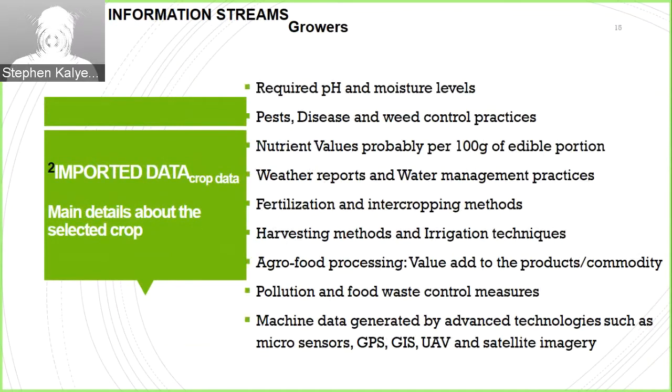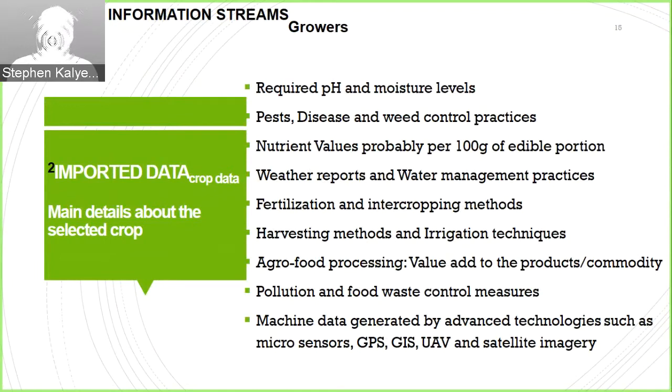Yes, crop data. Crop data is very, very important. In fact, this is very important in the planning stage. Before you do any kind of growing or planting, you need to have this crop data. Different crops have different pH levels and moisture levels required. Different crops have different pest and weed control practices. The nutrient values, this is important.